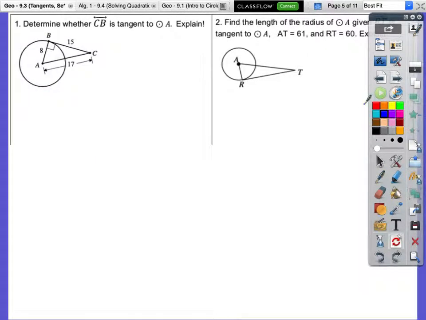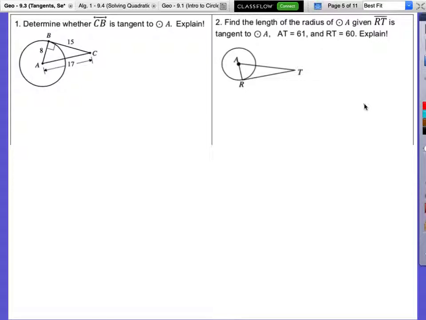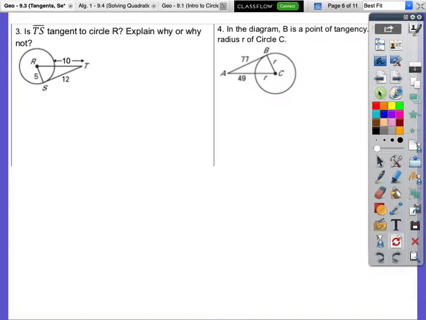Then we went through these problems and figured out how we could determine if they were tangent. We did two sections of notes, and we did the first four, correct? Yes. On the next page.